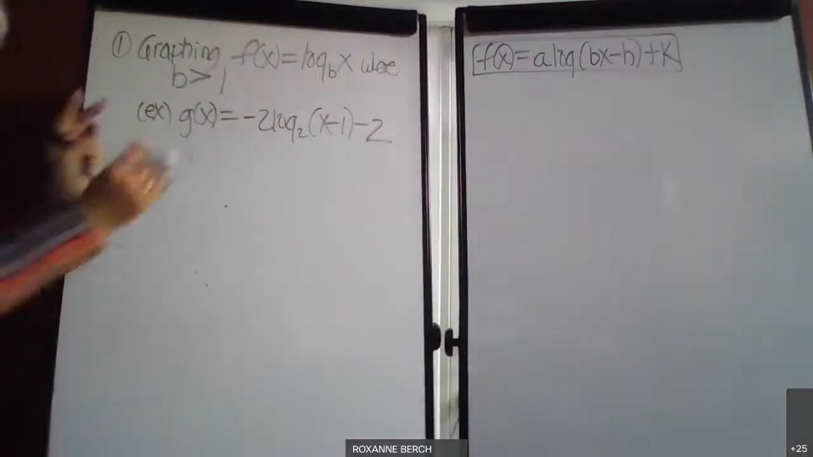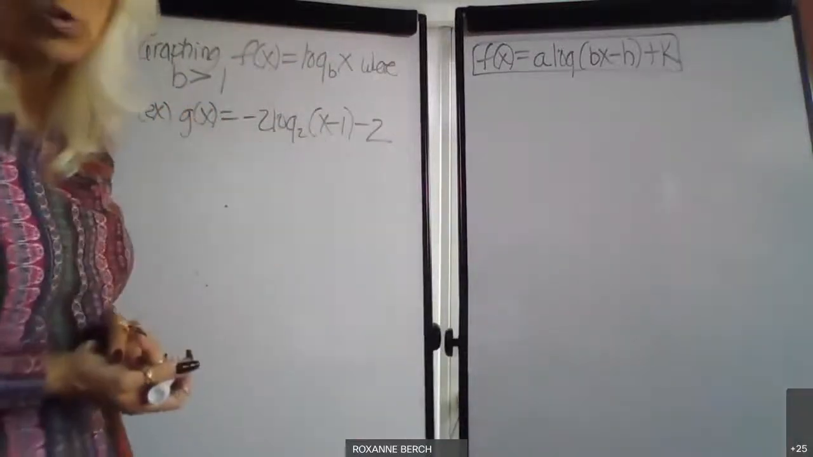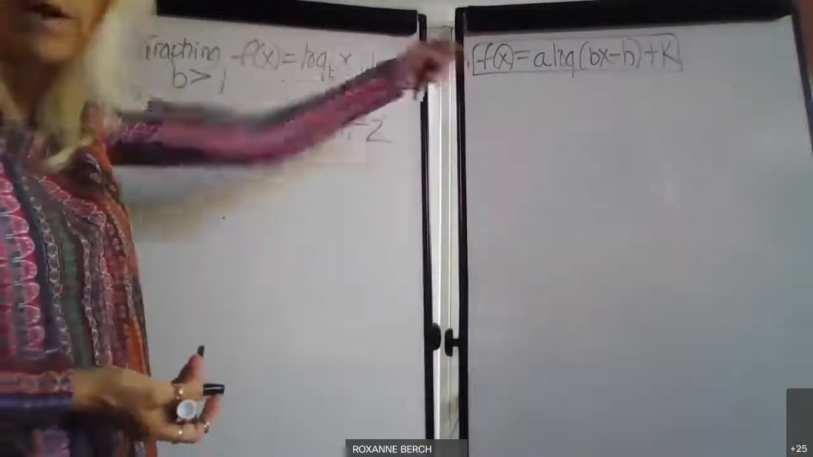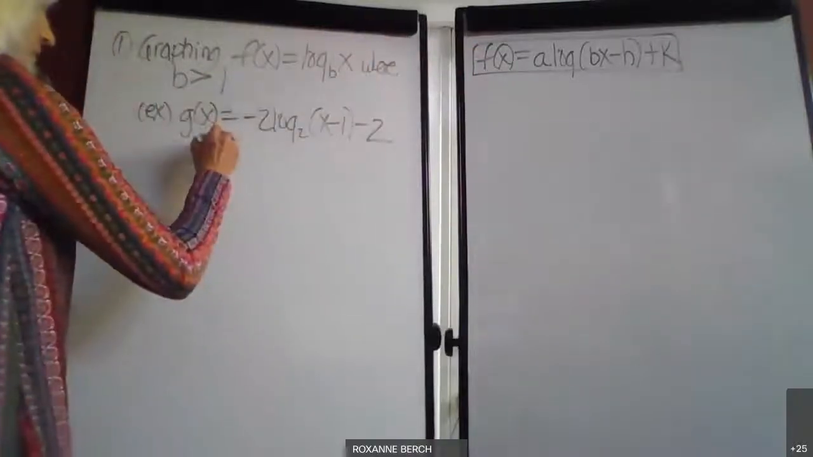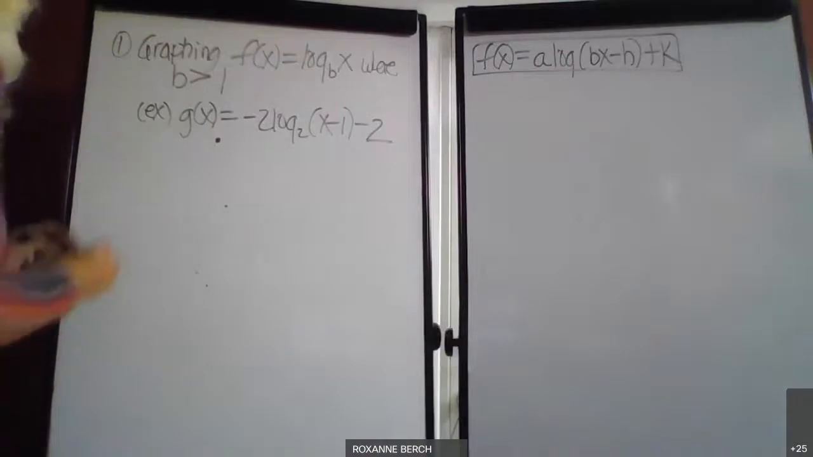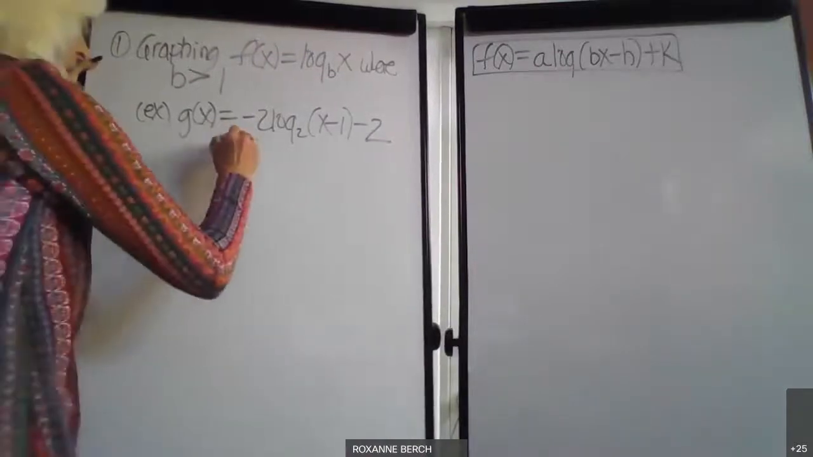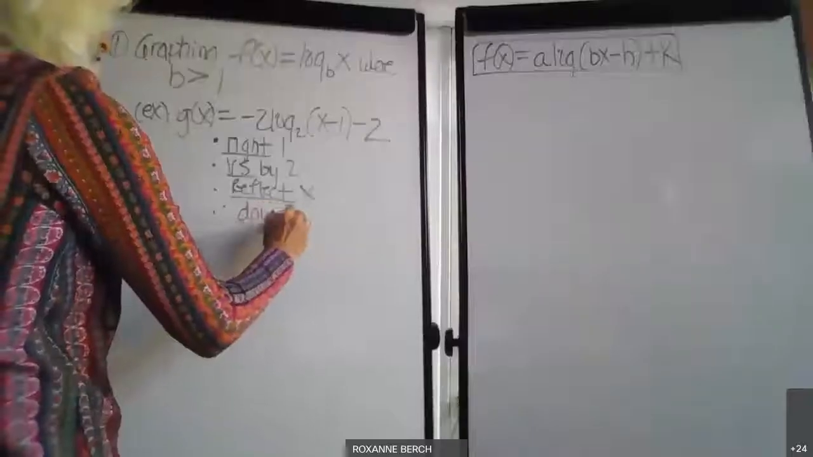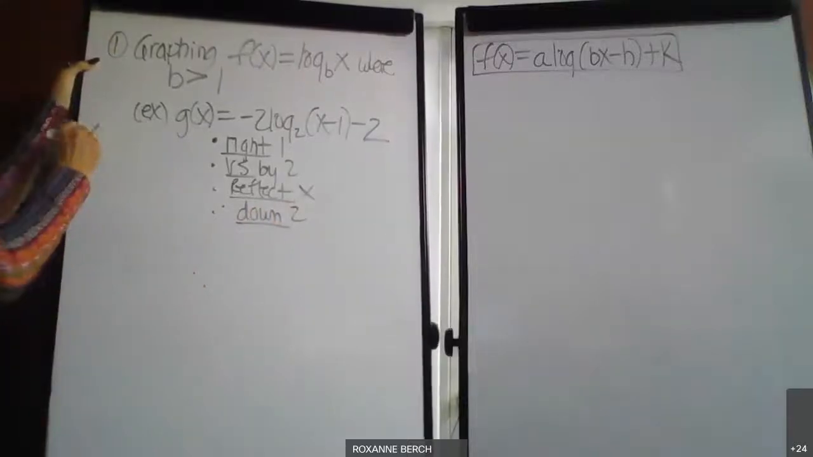So how would you state the transformation here in the correct order? If that's the form, how do you state the transformation? You would go right 1, vertical stretch by 2, reflection over the x-axis, and then down 2.